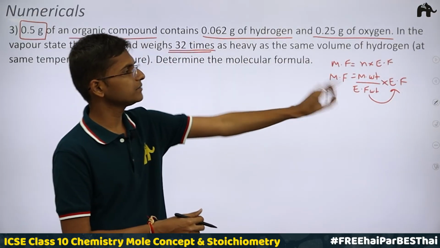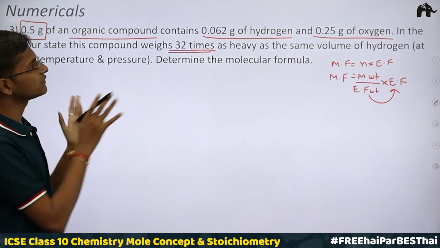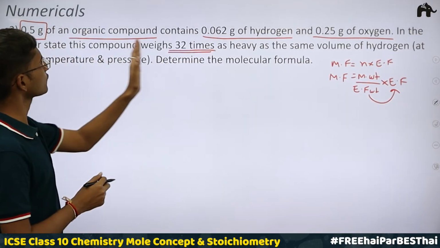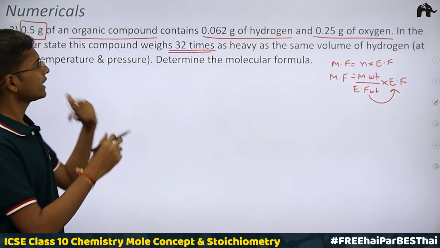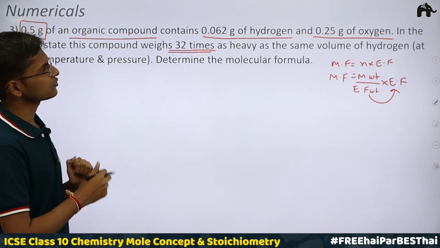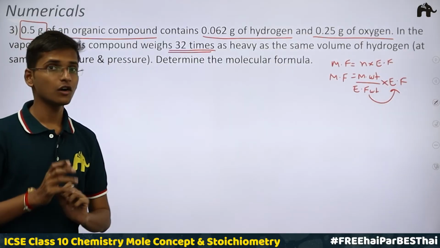Starting with the empirical formula first. How could I figure out the empirical formula from this given data? I have two things. This data, that 0.5 grams of organic compound is having so and so grams of hydrogen and so many grams of oxygen, and the second one related to vapor density, which we are going to use for molecular weight. So how can I use this data for finding the empirical formula?